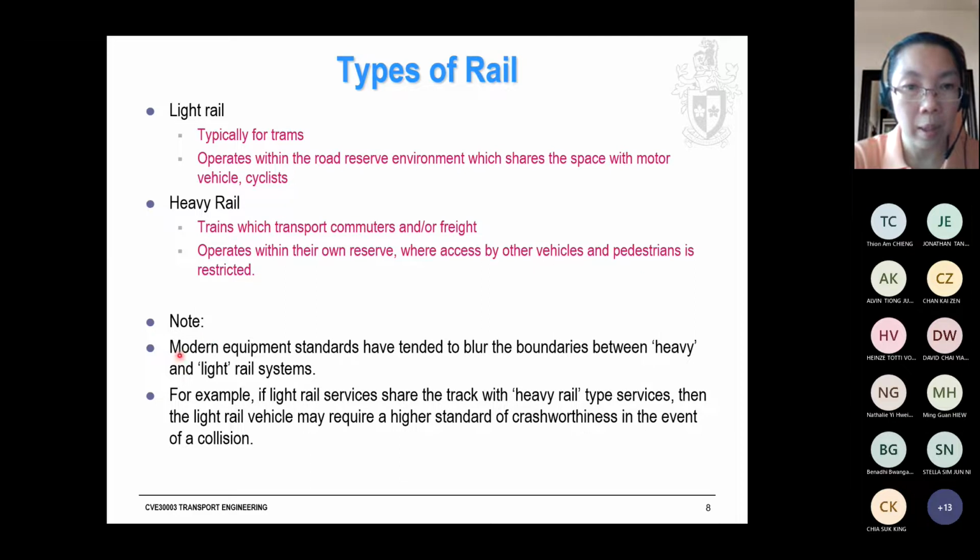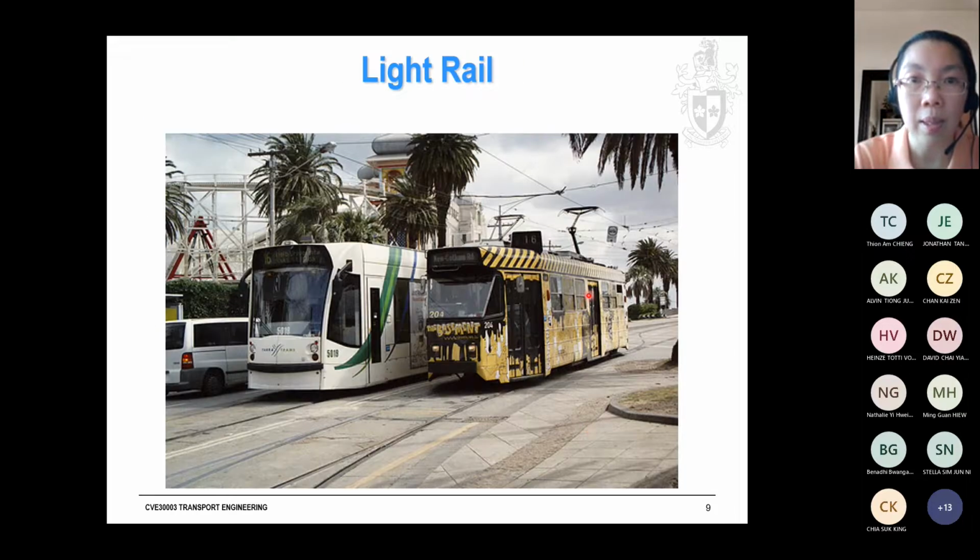All right, some note at the bottom. Modern equipment standards have tended to blur the boundaries between heavy and light rail systems. For example, if light rail services share the track with heavy rail type services, then the light rail vehicle may require a higher standard of crashworthiness in the event of a collision.